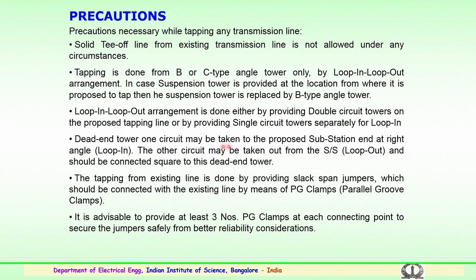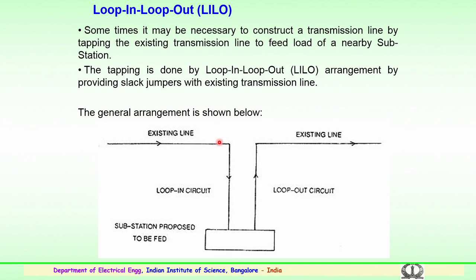The next point to be considered is a dead end tower. In the case of a dead end tower, one circuit may be taken to the proposed substation or a feeding station at a right angle as a loop in. The other circuit, that is a loop out, may be taken out from the substation and should be connected square to this dead end tower as shown. So, one is the loop in circuit, the other is the loop out circuit which is to be taken out from the substation.